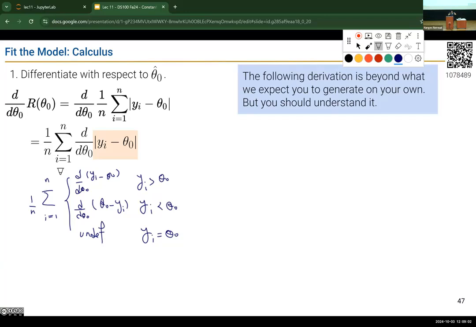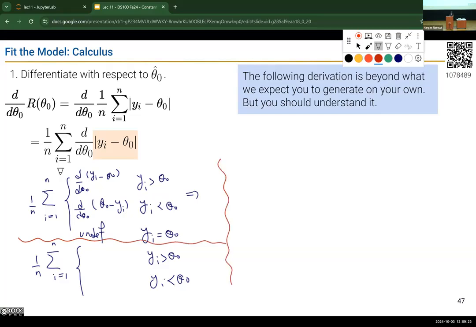So if I go ahead and take the derivatives, what will I get? This is equal to 1 over n times the summation of i from 1 up to n of, okay, what is the derivative of the first case? The case is yi greater than theta 0. Second case, yi less than theta 0. And I'm going to have a divider here so that we're not confused. Okay, what is the derivative for the first case with respect to theta 0? I'll take a volunteer from here. Tell me, what is the derivative of this function right here with respect to theta 0?